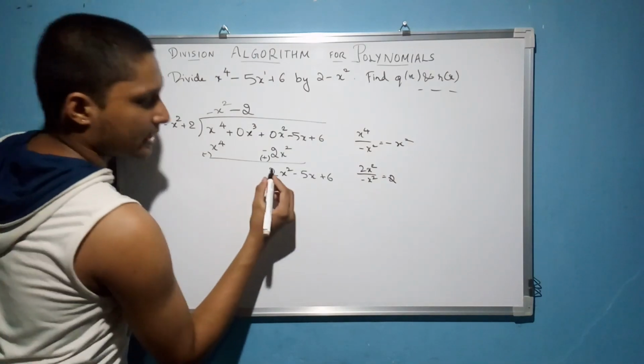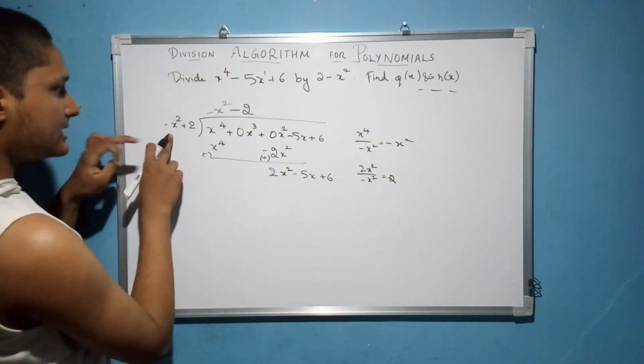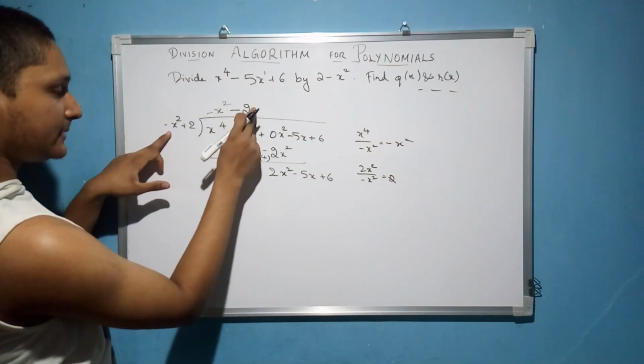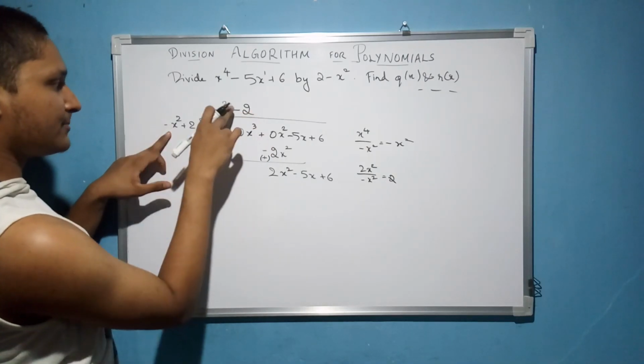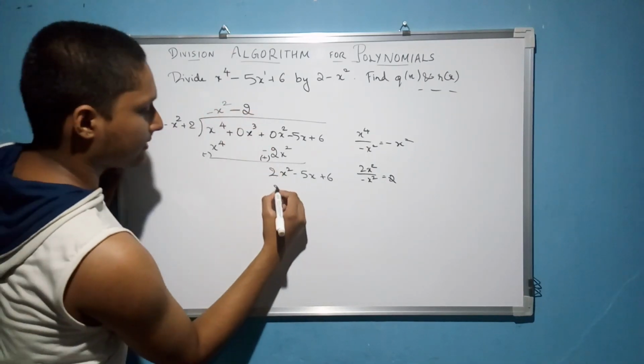Okay. So what are you going to get here? This term minus multiplied by minus 2, that is minus of minus is plus 2x square again.